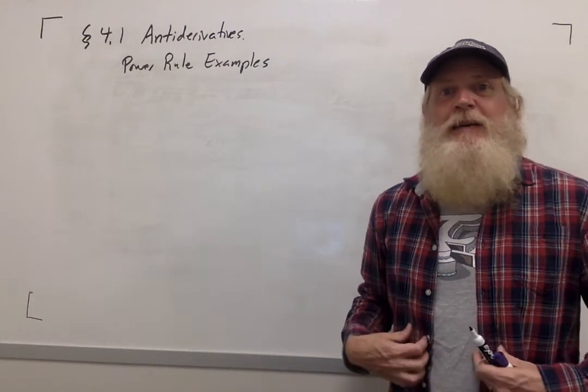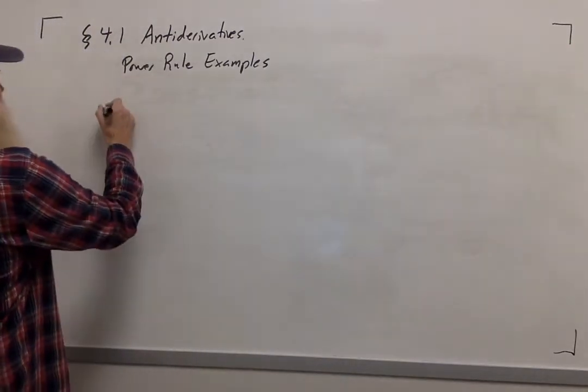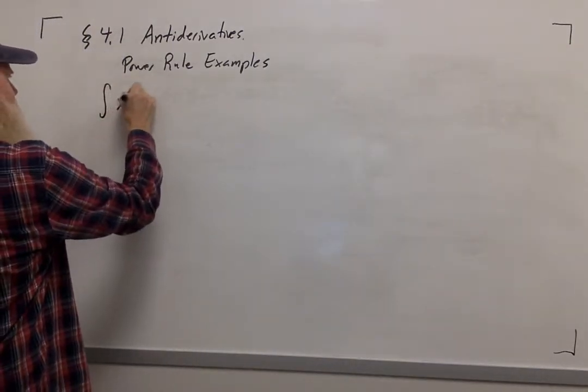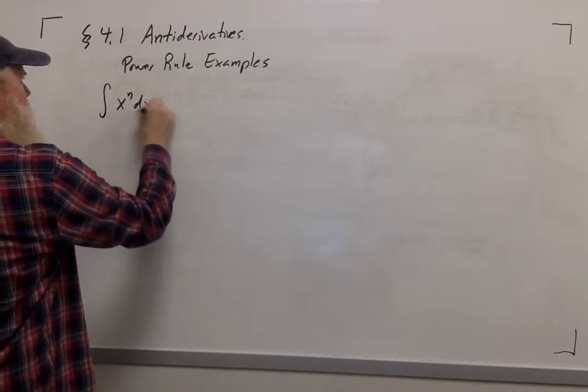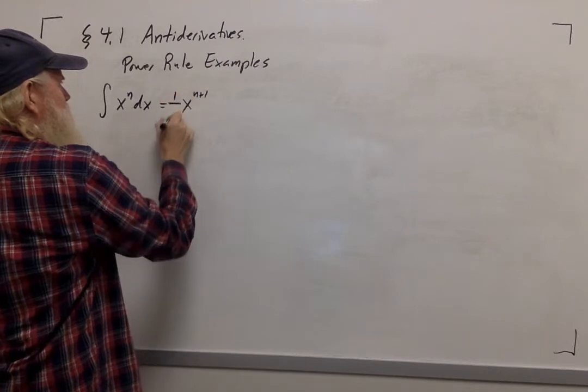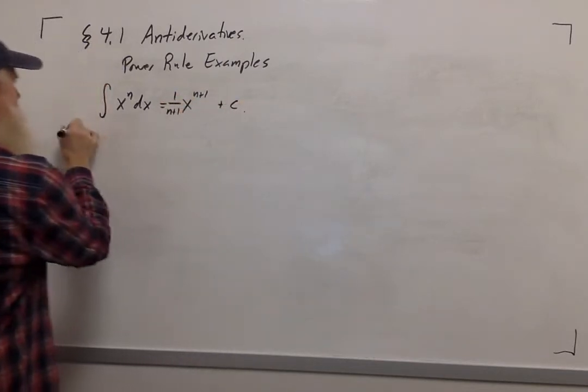Let's look at some examples of applying the power rule. Recall that the power rule says that the antiderivative of x to the n is going to be x to the n plus 1 divided by n plus 1 plus c.